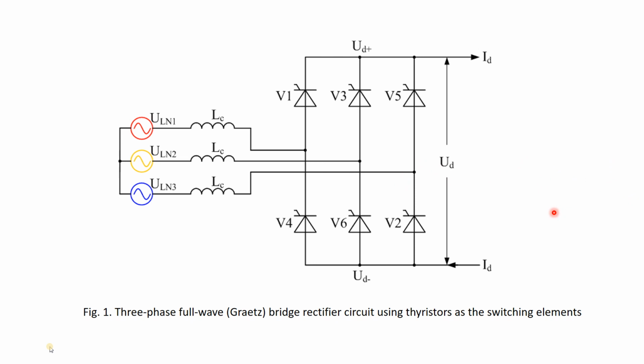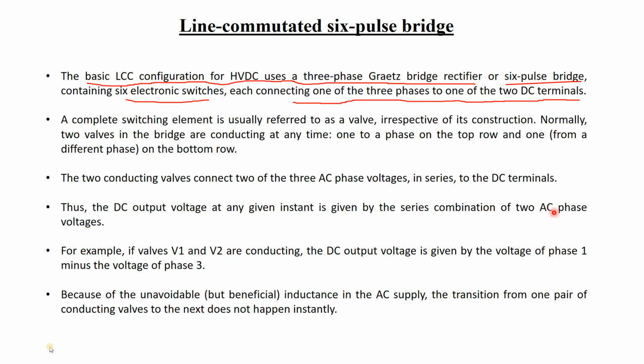Nowadays, for thyristor based LCCs, that is the line commutated converters, which use thyristors, 12 pulse are generally used. But in VSCs we use 6 pulse because 12 pulse is not important.